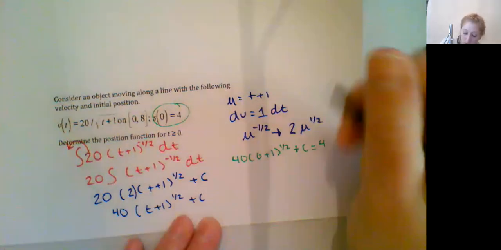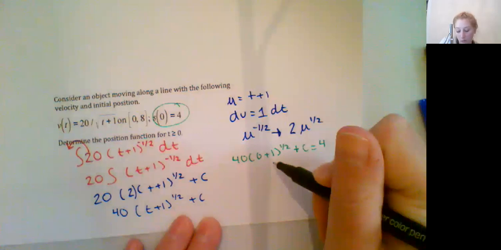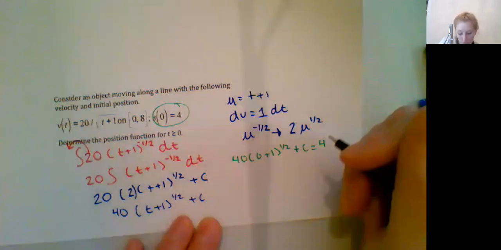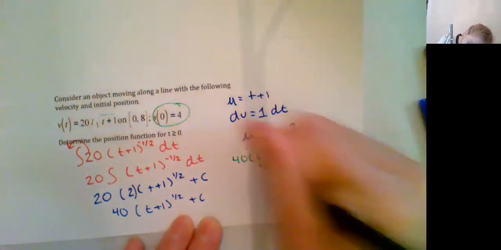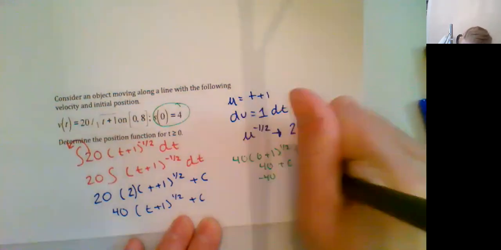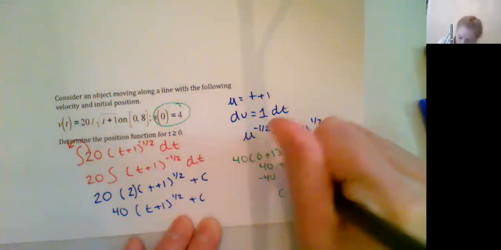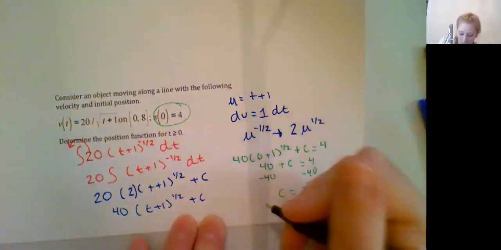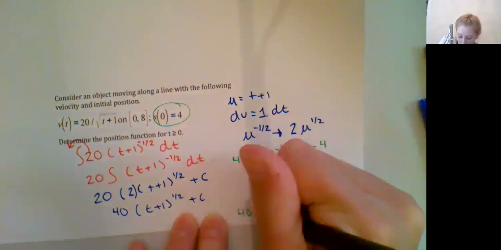Okay, so what is this going to give me? 0 plus 1 is 1, to the 1/2 is 1. 40 times 1 is 40, plus c equals 4. Okay, so c equals -36. All right, so let's just rewrite our position function.